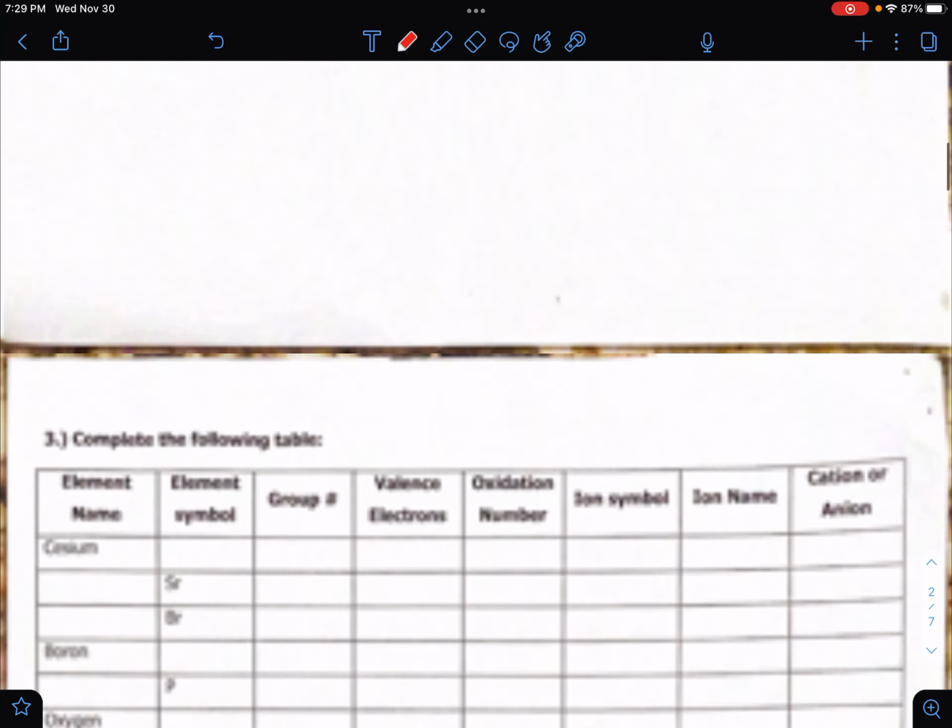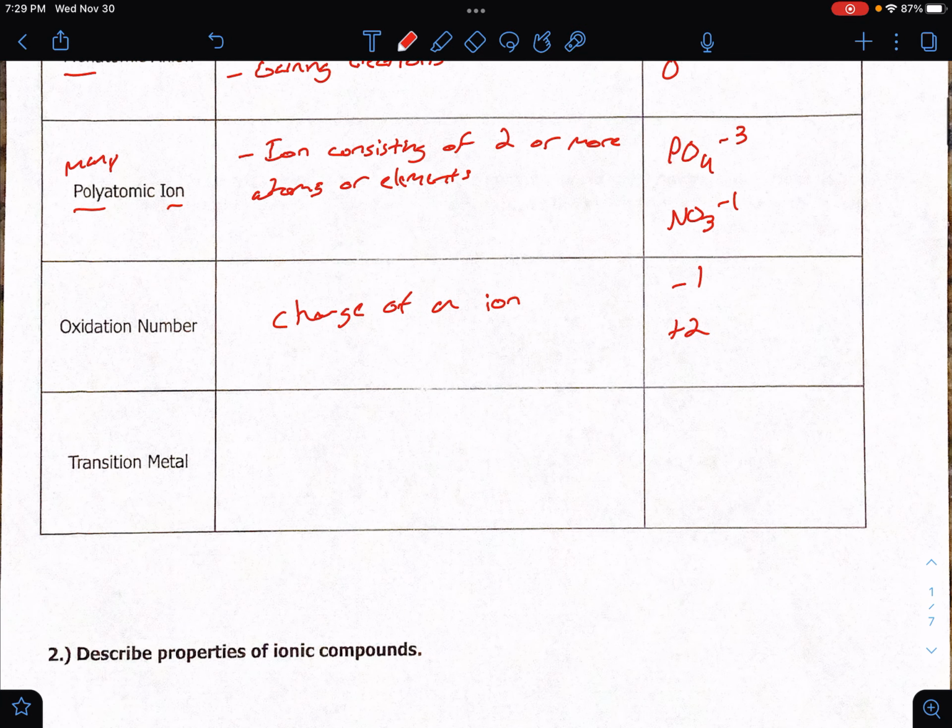So let's go back up to the top. A transition metal is a metal that can have more than one charge.